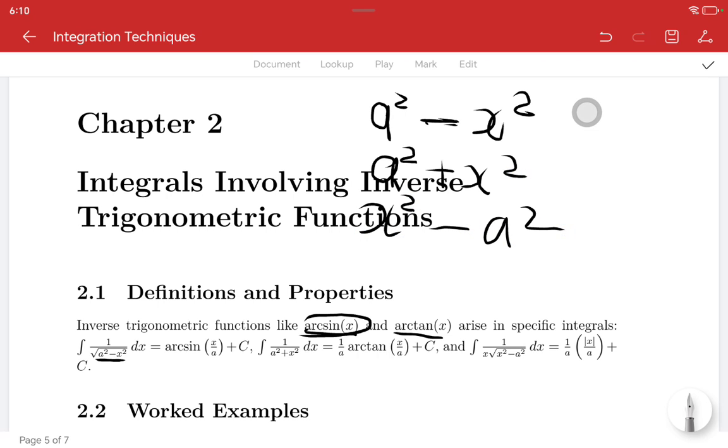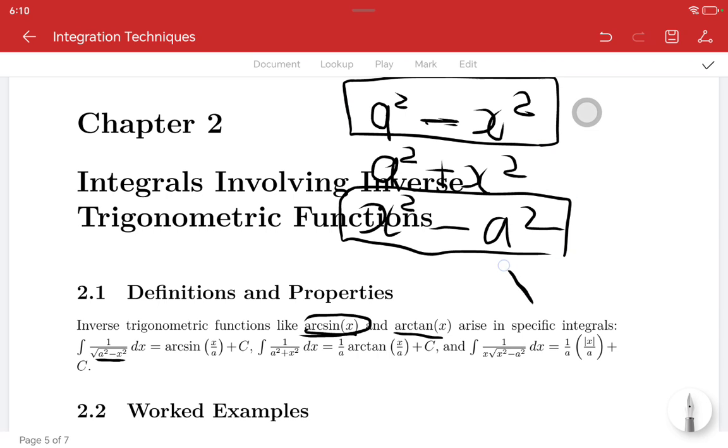You see, right? These two only differ because here we are subtracting the a, here we are subtracting the x. So we need to know which one is the arc sine, which one is the tan, and which one is the sec, right? I think I have some of the examples here that we are going to use.